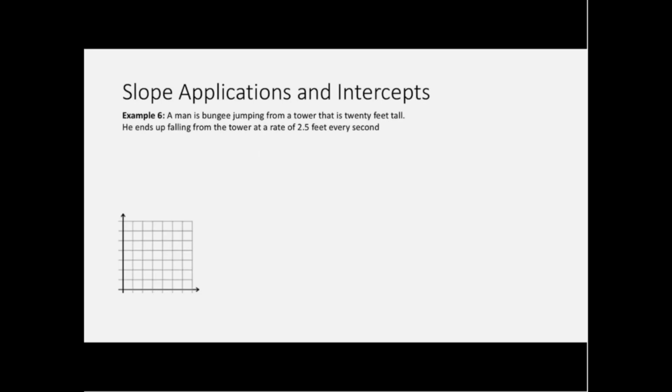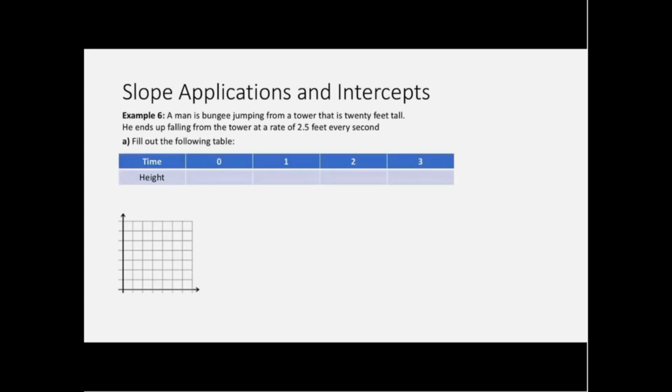So let's see another application of this. A man is bungee jumping from a tower that is 20 feet tall. He ends up falling from the tower at a rate of 2.5 feet every second. So we have a table here, time and height. We can actually build the table with just that very small amount of information.